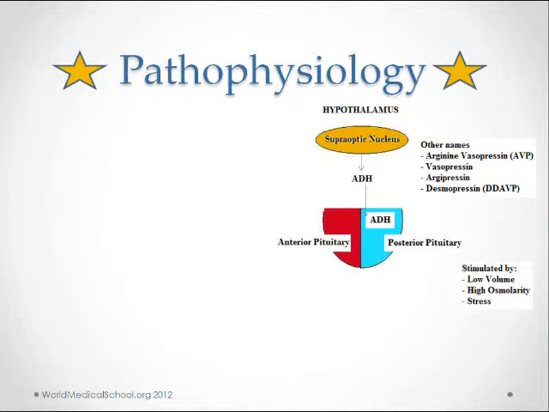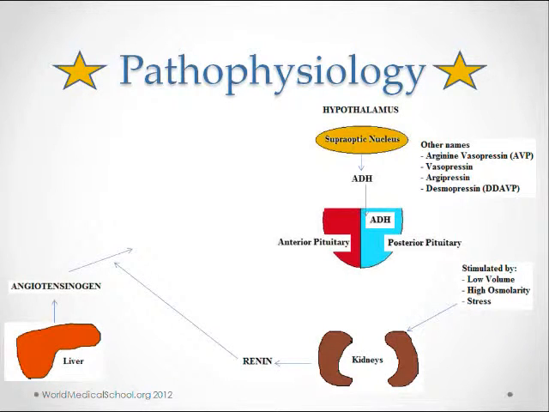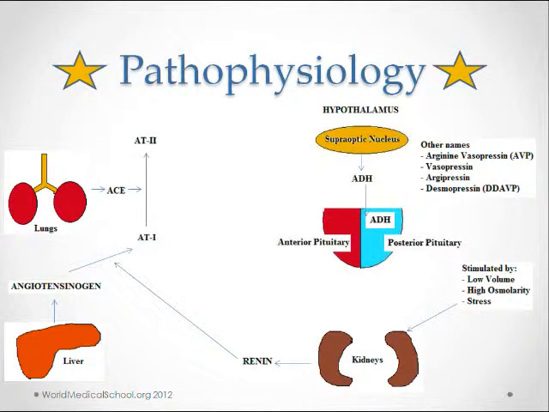The stimulus of ADH is low volume or an increased osmolarity. It is also secreted in response to stress. When the kidney gets a signal that the body is low in volume, it secretes renin from the juxtaglomerular apparatus with input from the macula densa. Renin then converts angiotensinogen from the liver to angiotensin 1. Angiotensin 1 is then converted by angiotensin converting enzyme from the lungs to angiotensin 2.